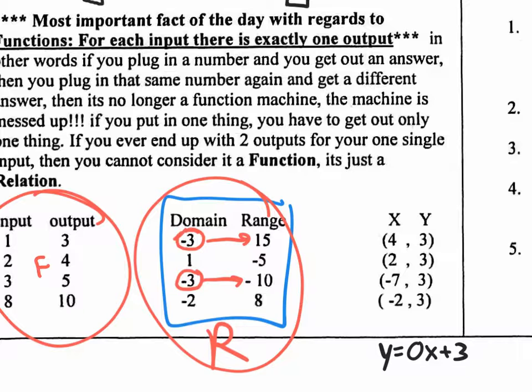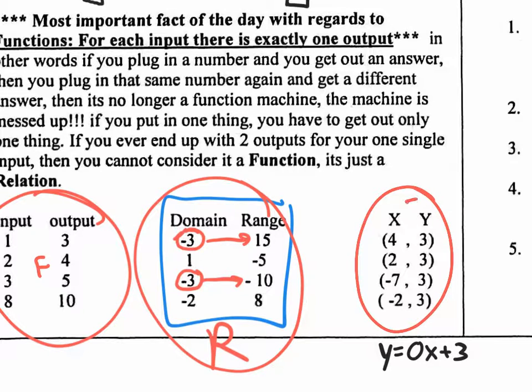Now, I'm not asking you to find the function machine. All I'm asking is, is it a function or is it just a relation? If the machine's not broken, that's a function. If the machine is broken, that's when you call it a relation. But as you can see here, if I took the 4 and plugged it in, 4 times 0 is 0, and then plus 3 would give me that output 3. The input of 2 times 0 is 0, and then plus 3 would give me 3. The input of -7, 0 times -7 is 0, plus 3 would give me the output 3. The input of -2, -2 times 0 is 0, plus 3 is 3. So this really is a function, even though it looks weird because your outputs are all the same.